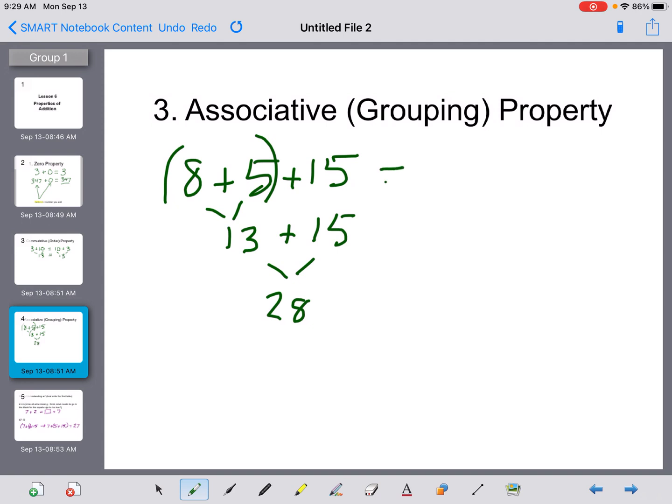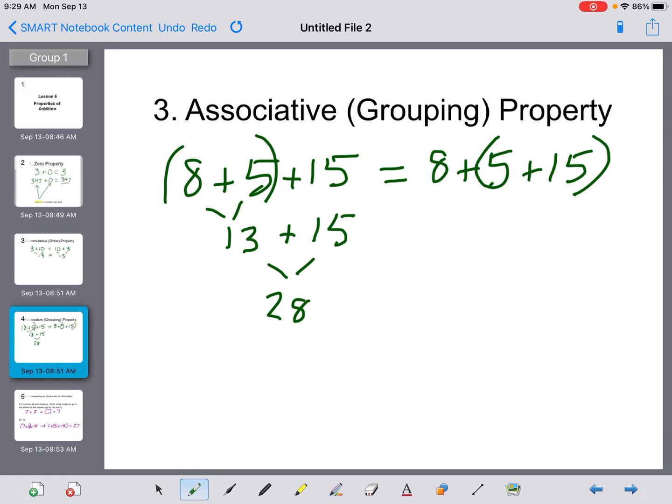However, what I could do instead, and it would actually be a smarter way to do this, or a better way in terms of mental math, is instead of doing my 8 plus 5 first, I could do my 5 plus 15. So now my 5 and 15, I like to call them friendly numbers. Your textbook will call them compatible numbers, and it just means that they're really nice and easy to add in your head, and you end up with a nice round number.